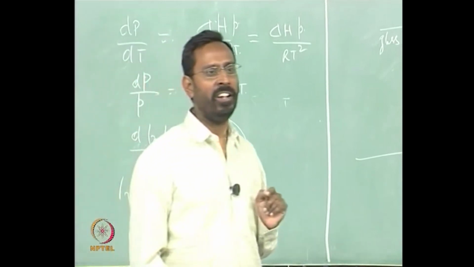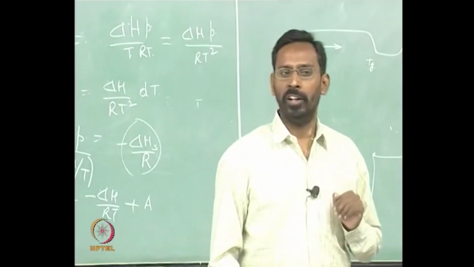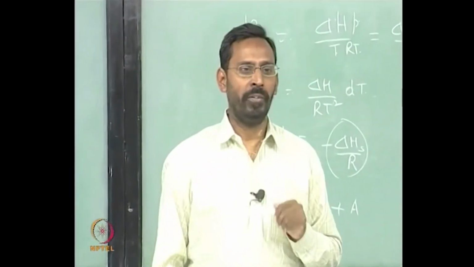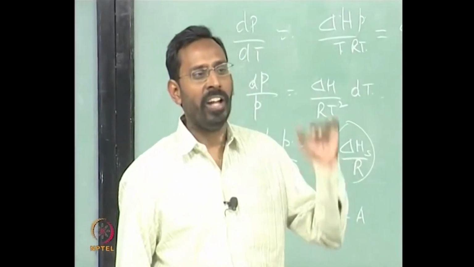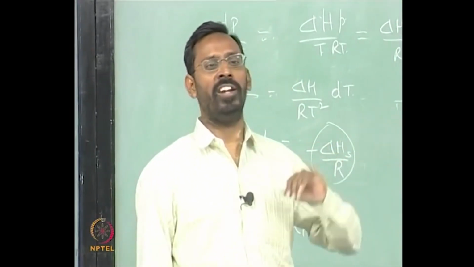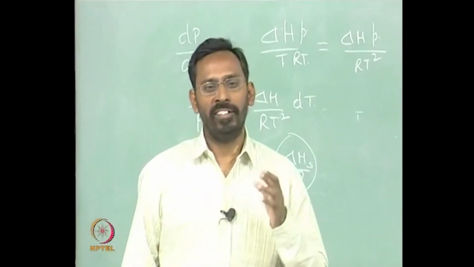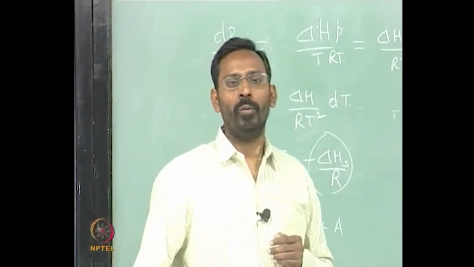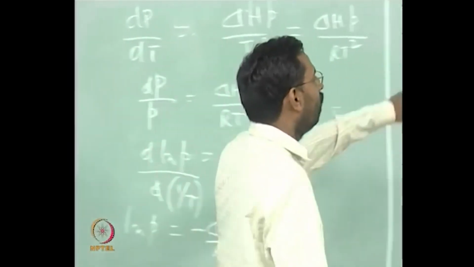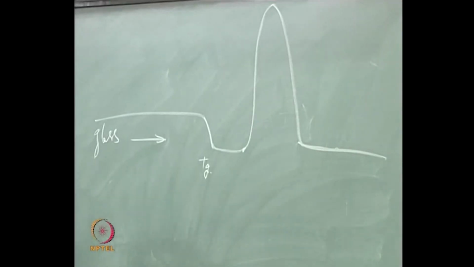A second order transition is one where the delta V is 0, there is no change in the volume during the transition, there is no change in the enthalpy during the transition, there is no change in the entropy during the transition. Whereas in the first order transition all these three are discontinuous. So there is a change in enthalpy, which we call the heat of fusion. There is a change in the entropy, which we call the entropy of fusion, and there is a change in the volume, which we call the volume change during melting or solidification.